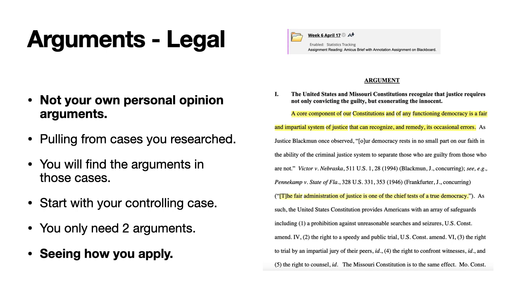Now, as you work on your arguments, I need you to remember these are legal arguments. These aren't your personal opinions. So it's not that, I have to say it this way just so that it kind of registers. It doesn't really matter what you think. That's not what legal writing is.